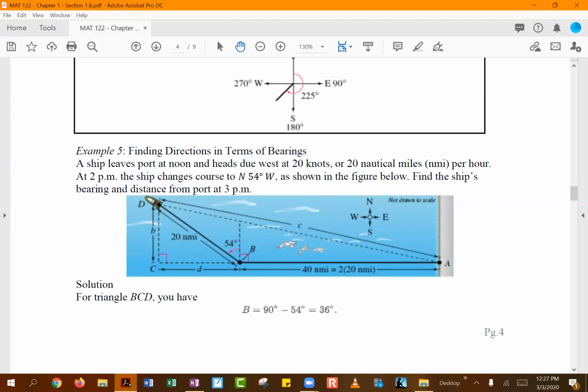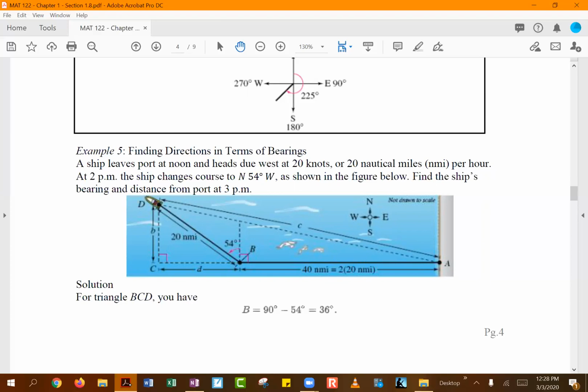So they are 20 nautical miles after that. So you've actually got a little calculation here. For 2 hours they traveled, because they left at noon. We're talking about at 2 p.m. they changed direction. So that's 2 times 20 nautical miles. So that's where they get that distance of 40 nautical miles.